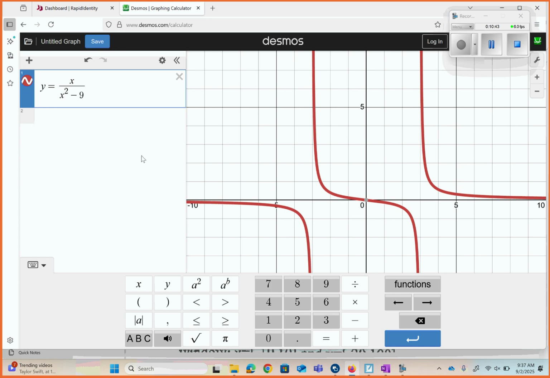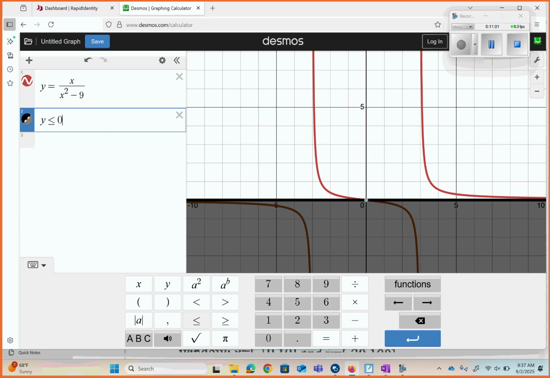It says, where is this graph less than or equal to 0? Meaning it's below the x-axis. Okay? So if I do this, y is less than or equal to 0. I think that'll work. Yep, there we go. So that's what I'm basically doing with this graph. Actually, I need to go the other way. Yep, no, we're right. We're correct. I'm sorry, I had a temporary lapse of judgment.